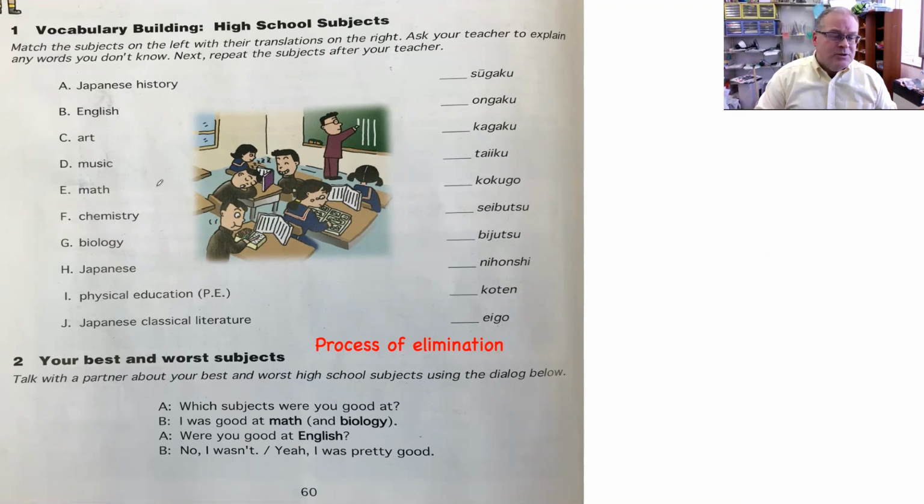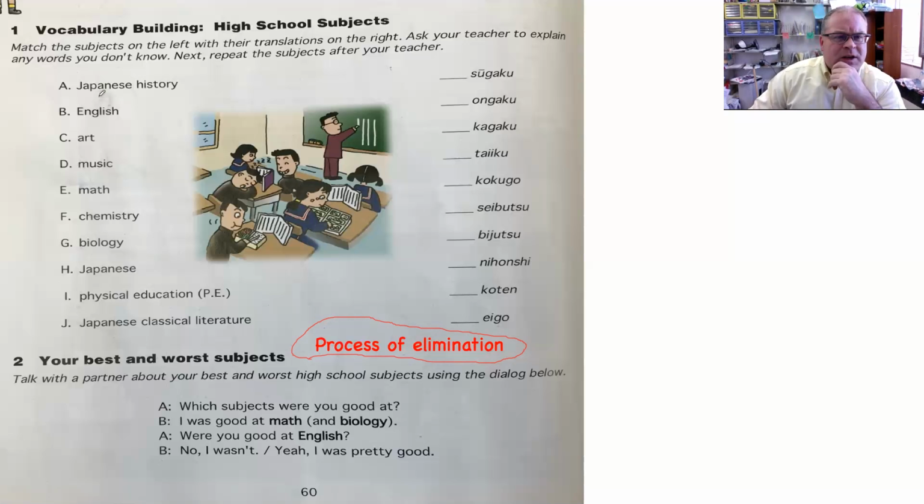Now, an important question is, how do you say these in Japanese? Some of these are very easy, some of them are not so easy. For example, I know English, I know art, I know music. I'm going to teach you this English right here. This is called process of elimination. I am going to answer the questions I know first and then guess with the questions I'm not sure about.